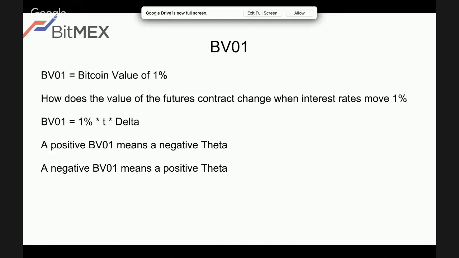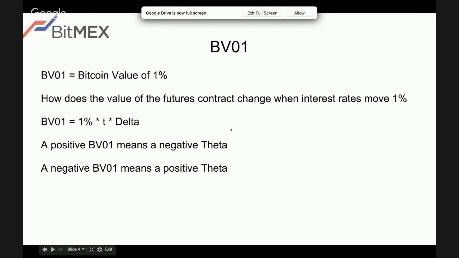Okay, BV01. In traditional finance, there's a term called DV01, which is the dollar value of 1 basis point. So I've amended that slightly for the Bitcoin ecosystem: the Bitcoin value of 1%. I talk about 1% because things move in a lot bigger fashion than in traditional finance, where you're putting on massive amounts of risk on a 0.01% move in the underlying interest rates. So what do you want to know? You want to know, how does the value of your futures contract change when the interest rates move up or down by 1%?